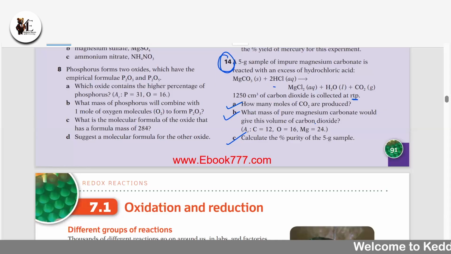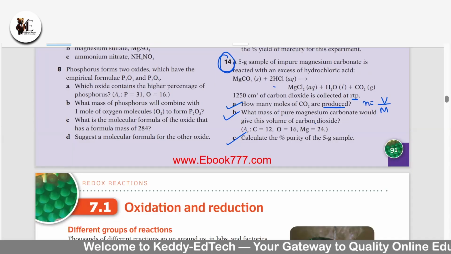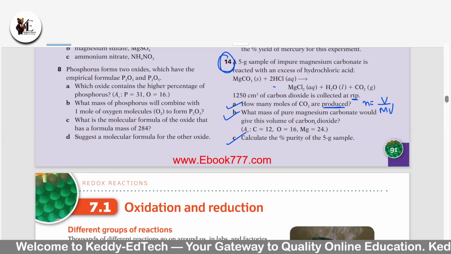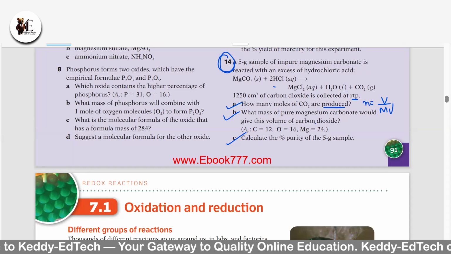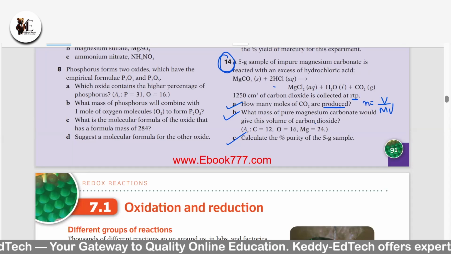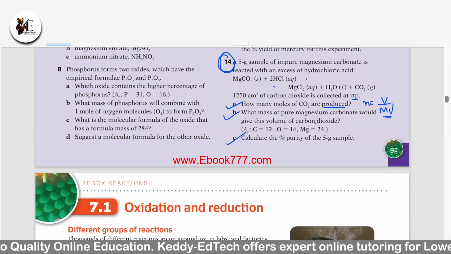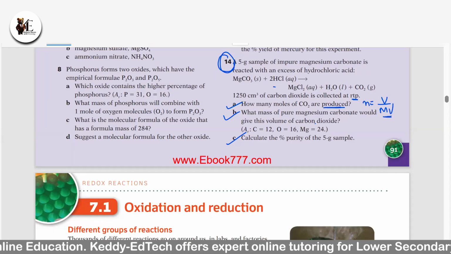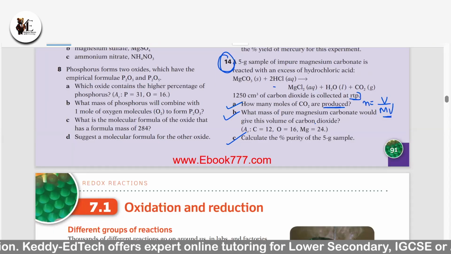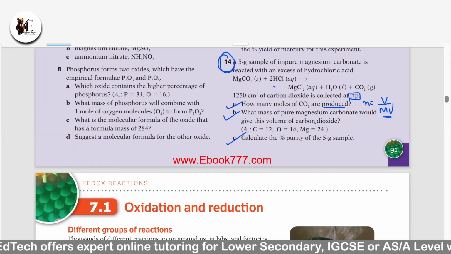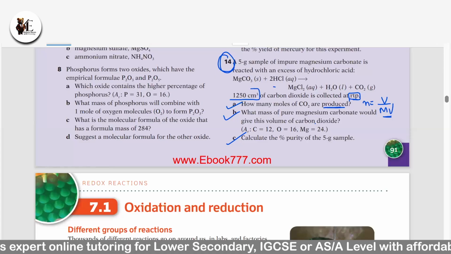Okay, so first of all, in part A you have to calculate how many moles of carbon dioxide are produced. So you will use this formula: number of moles is equal to volume upon molar volume, right? You know that the molar volume at room temperature and pressure is 24 decimeter cube. So you have to convert this centimeter cube into decimeter cube.